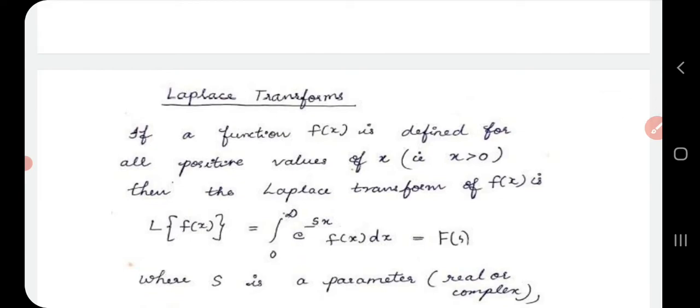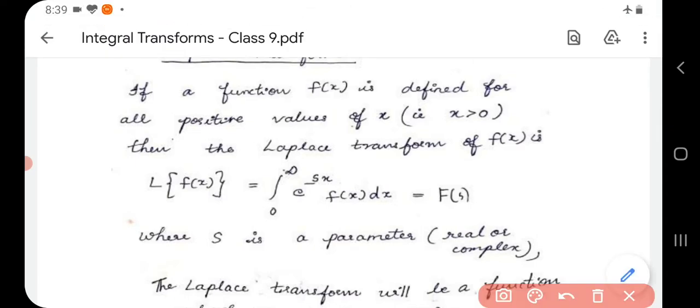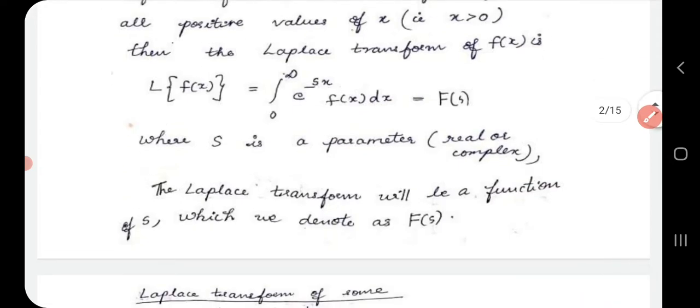Laplace transforms. If a function f of x is defined for all positive values of x, that is x greater than 0, then the Laplace transform of a function f of x is given by, this is how it is written: Laplace transform of the function f of x equal to integral 0 to infinity e raised to minus sx f of x dx. This is a formula to find the Laplace transform of a function. This can again be written as F of s, where s is a parameter. It can be either real or complex. So the Laplace transform will be a function of s. So we denote it as F of s.